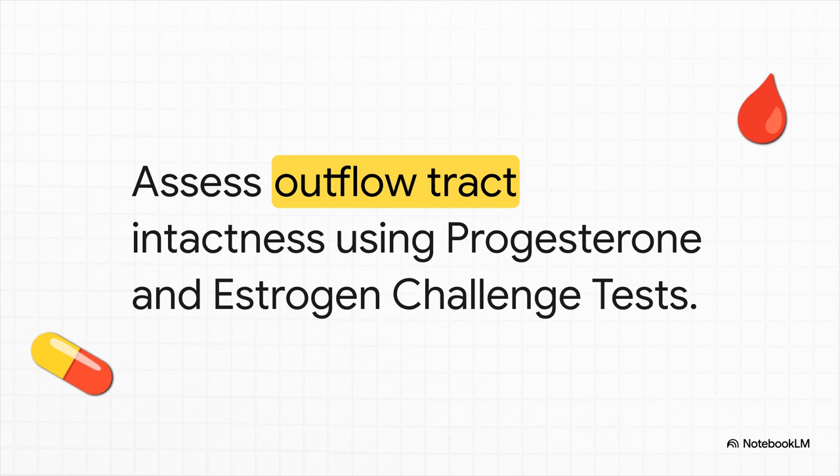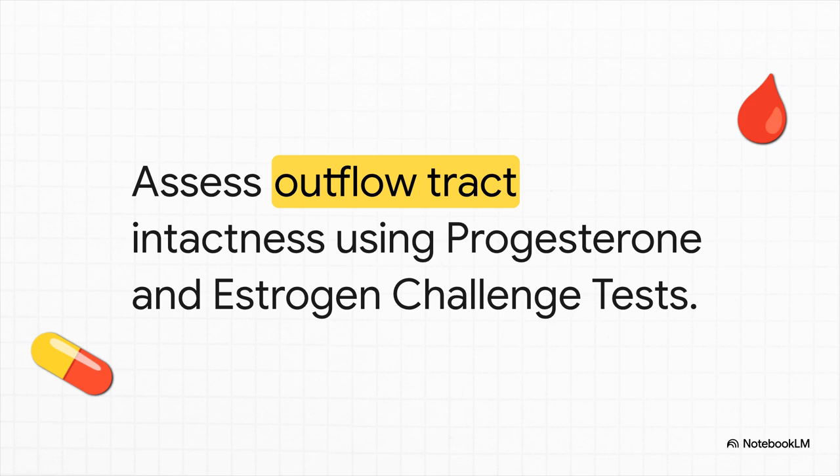We need to assess the level of estrogenization and check if the outflow tract is actually intact. We do a progesterone challenge test by giving the patient MPA, 10 milligrams a day, for 5 days. Then we wait 2 to 7 days. If she experiences withdrawal bleeding, great! We've proved compartment 1 is functional and the doors are unlocked.